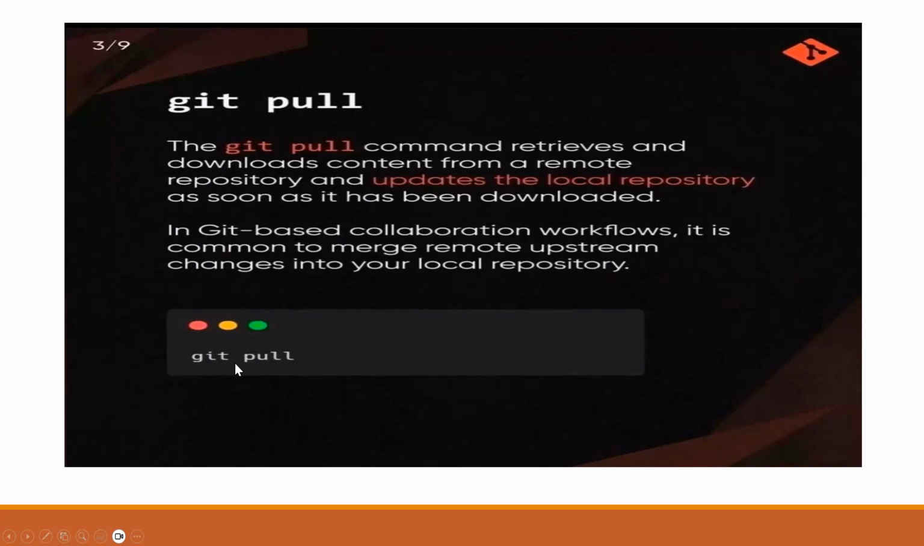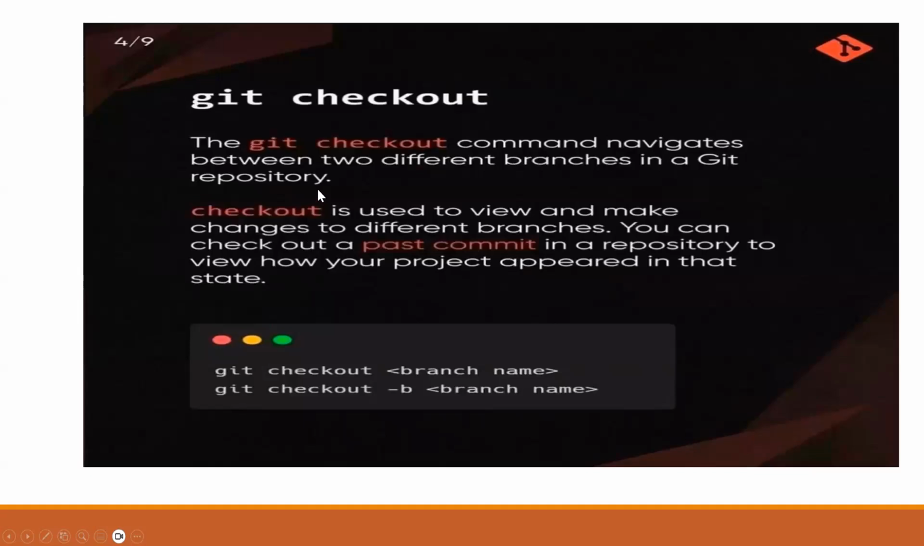Git pull. Git checkout. So what is the git checkout command, guys? The git checkout command navigates between two different branches. The git branch command shows the branches. If you want to create a new branch, say you are in the main branch, you can create the new branch with git checkout. I will show the command. Git checkout navigates between the two different branches in a Git repository.